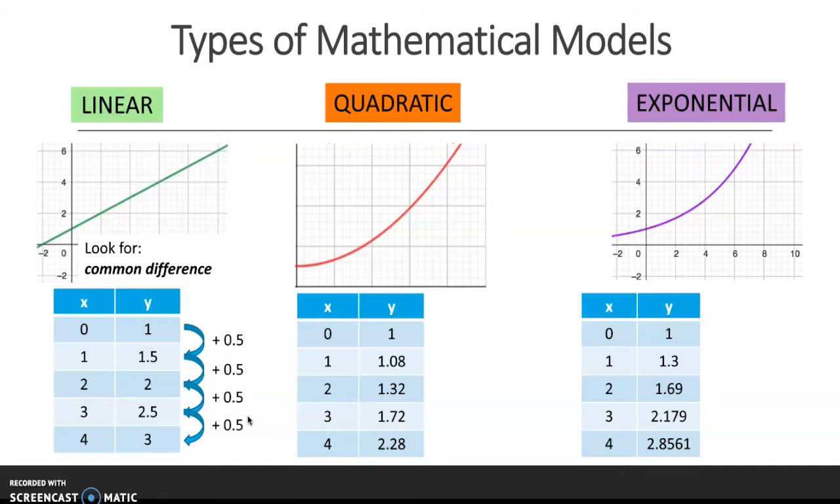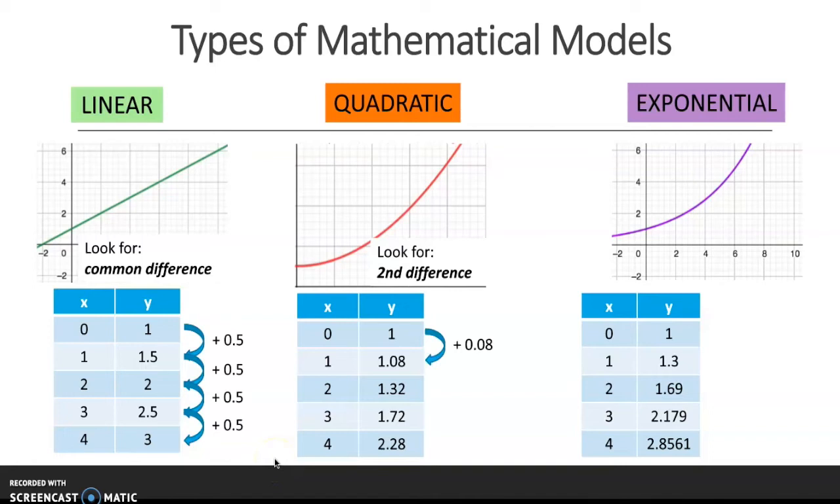For a quadratic function, if you just look at these numbers, you might already be able to identify that there is not going to be a common difference. But what's interesting is if we look a little bit further, at the second difference, those numbers should be the same. So we'll find the differences between these first, just by subtracting like we did in the previous one.